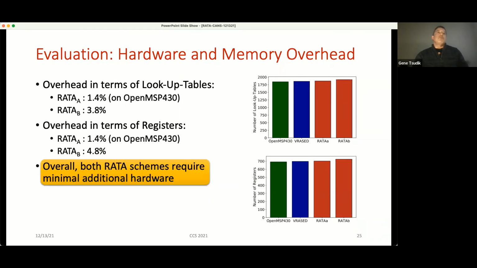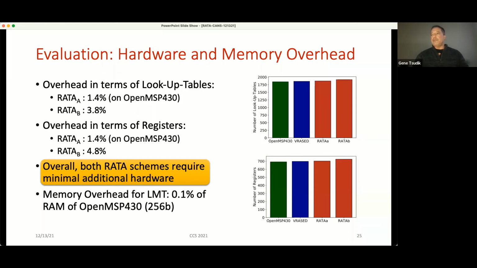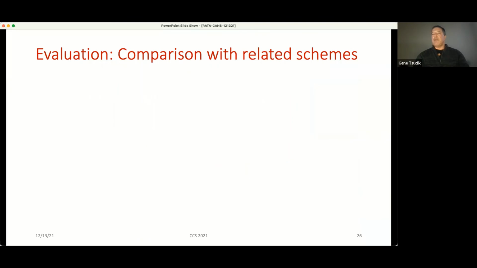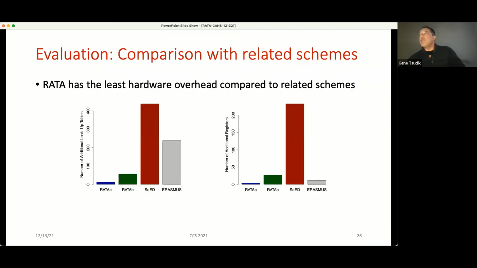Okay, and although we don't formally prove it, we believe that the extra hardware requirements are minimal. There's very little memory overhead. This is only like 256 bits that is introduced by RATA as extra memory requirement. Now we also compare with a couple of related or alternative schemes.